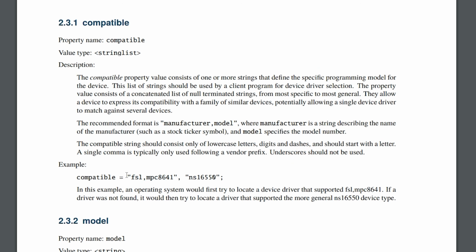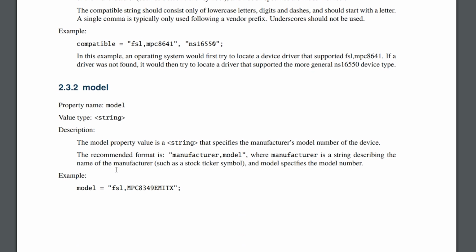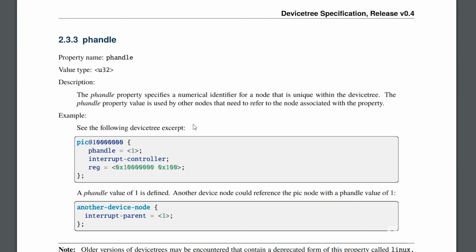You can list multiple compatibles. In this case, the comma separates them. It would look for this one first, and then if it couldn't find it, it would try to find a compatible driver with the name ns16550. Model is also a keyword, but I don't see it very much in Zephyr. You do see phandles quite a bit. But note that phandles are automatically assigned by the Devicetree compiler, as we will see. You shouldn't be assigning this property yourself.